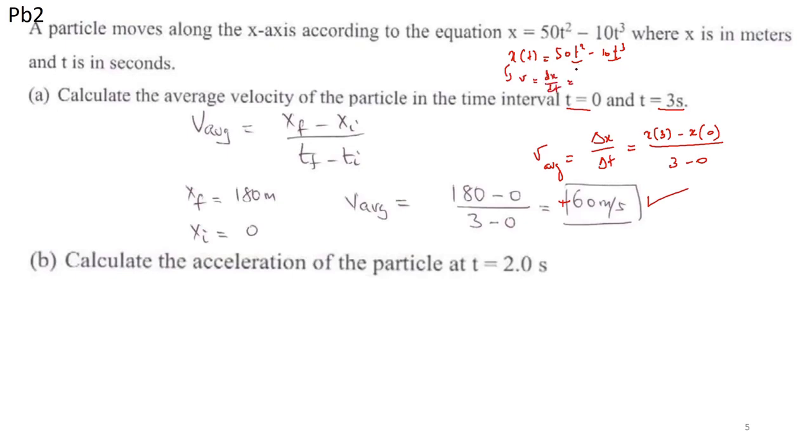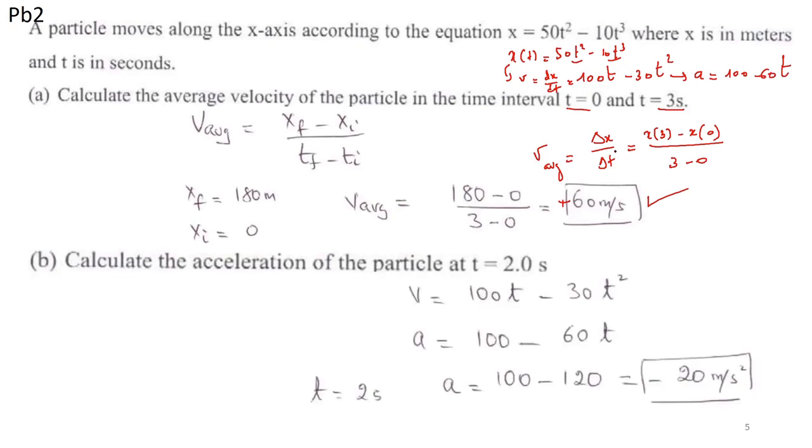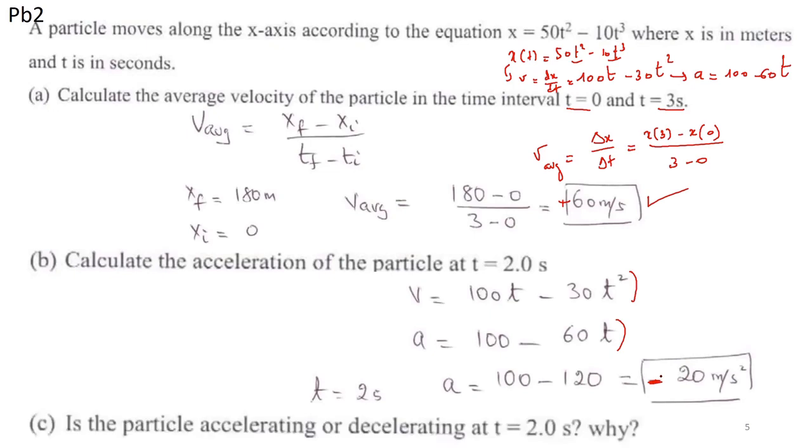So you know how to derive a polynomial function. It will be 2 times 50, 100 t, minus 30 t squared. Now from this, I get the acceleration, meaning I derive now the velocity as a function of time. So you get 100 minus 60 t. So this is the first derivative, velocity. This is the second derivative, acceleration. Now at t equals 2 seconds, I just substitute time by 2 seconds and I get my acceleration, which is minus 20.